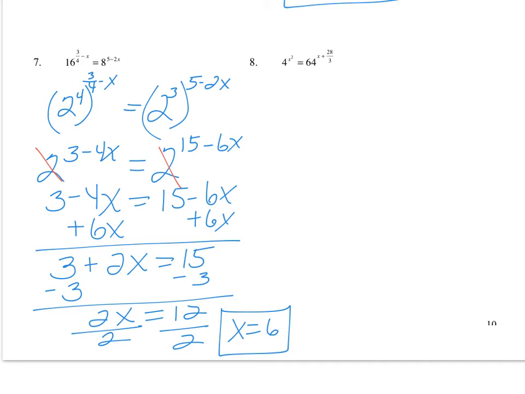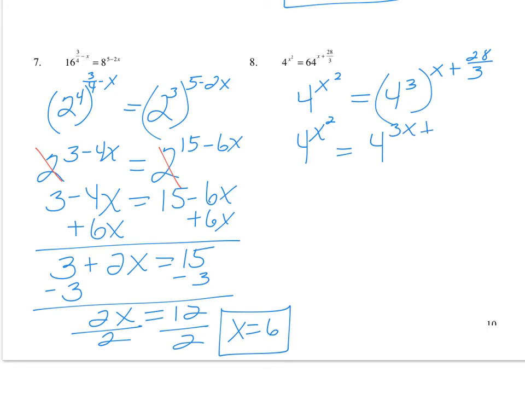All right, one more for the row. Number 8. 4 and 64. I need a common base. 4. Can 4 raised to any power give me 64? Yep, so I'm going to use 4. So this side's not going to change at all, and 64 is 4 cubed. So 4 cubed is going to be raised to the x plus 28/3. All right, bring down the 4 raised to the x squared equals, do the power to a power rule, 4 to the 3x plus 3 times 28/3, which in the calculator gives me, you're right, 28.